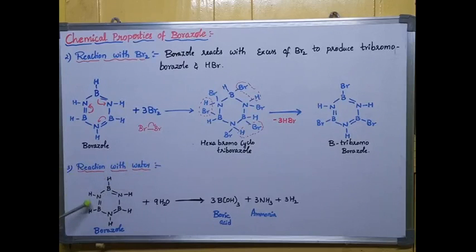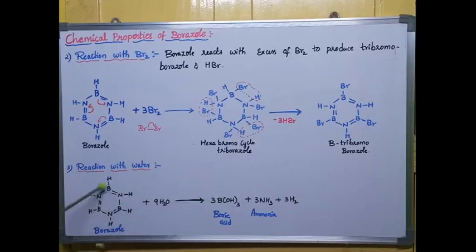When borazole reacts with 9 molecules of water, it produces boric acid and ammonia along with hydrogen gas as a byproduct. When it is hydrolyzed, the ring breaks and produces three main products. The reaction is completely balanced, as you can clearly observe.